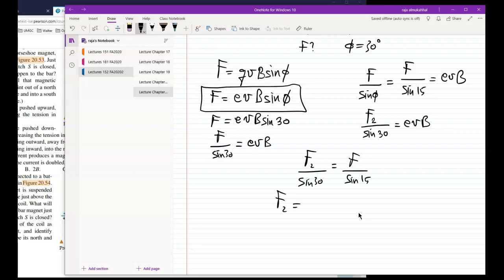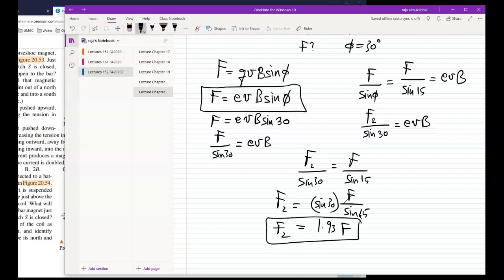F2 is equal to, well, sine 30 is a half. So that's going to be sine 30 times F over sine 15. And I can just use my calculator. I don't need to do anything fancy here. I know sine 30 is half, so that's 0.5 divided by sine 15. Answer 1.93. So F2 is 1.93F. That's the answer. That's it.